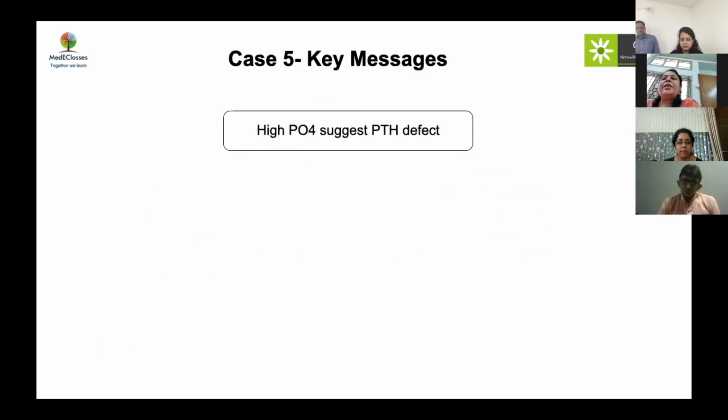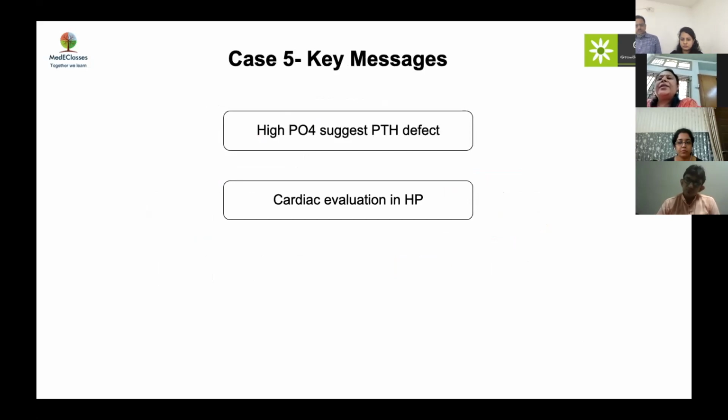So the key message is that high phosphorus always suggests a PTH defect, and cardiac evaluation in a newborn is a must when there is hypoparathyroidism, to rule out DiGeorge syndrome.